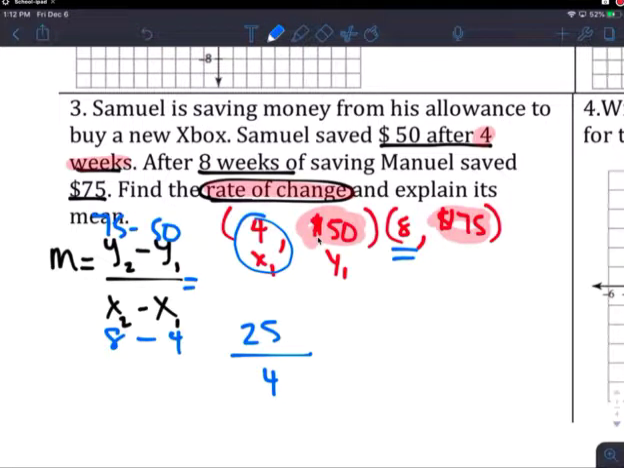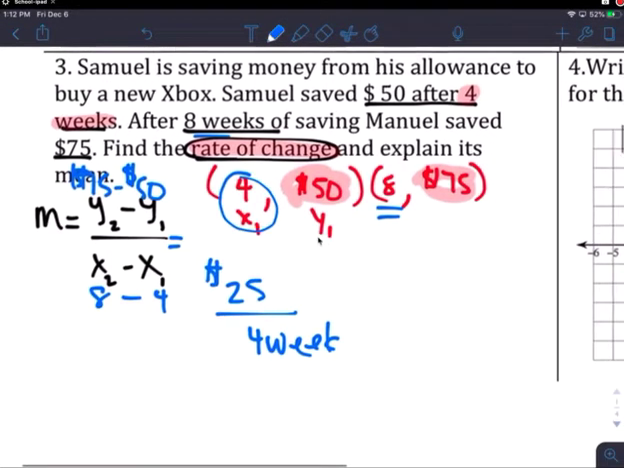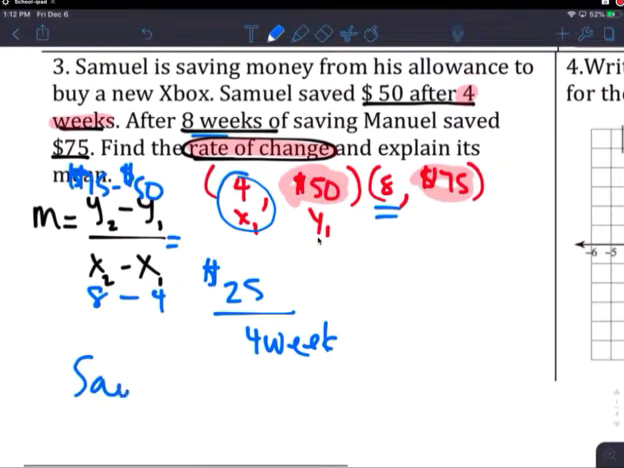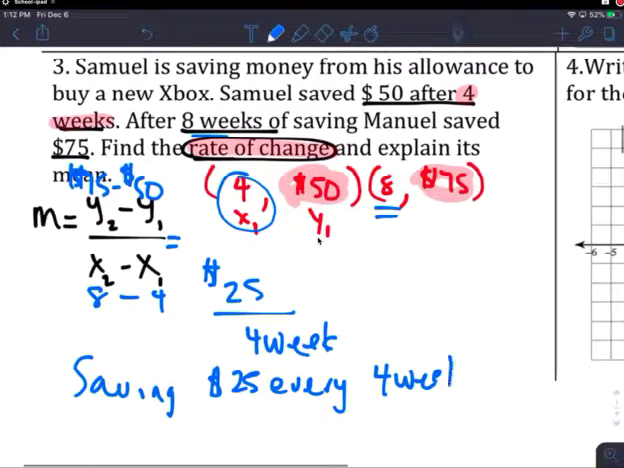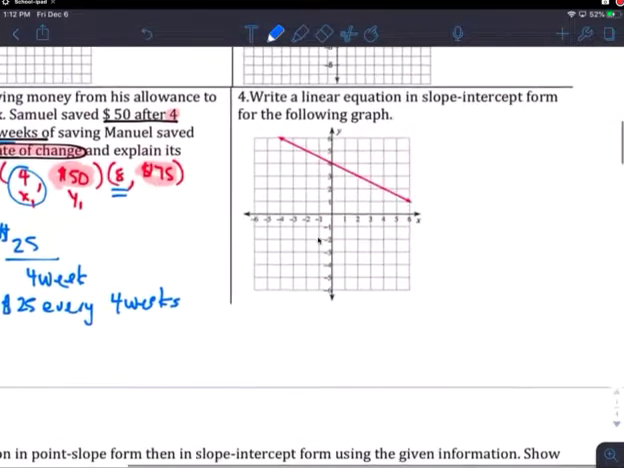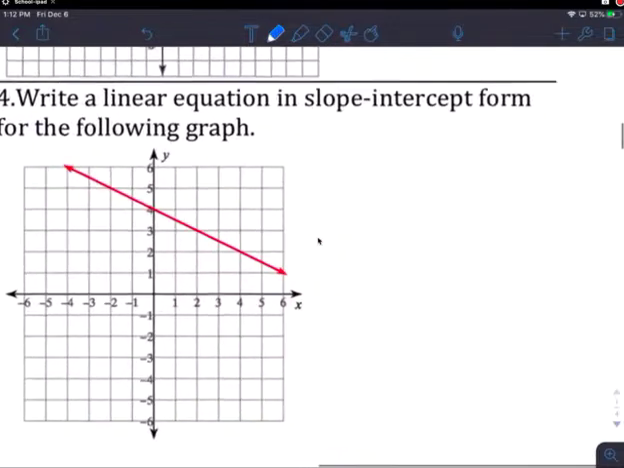Okay, these are dollars, by the way. So this is $25, and the other ones are time in weeks. So it means he's saving $25 every 4 weeks. It's about $6 a week then, a little over.